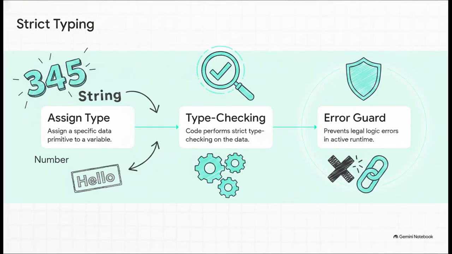Now, why do these specific labels even matter? Well, because code actively protects you. When you enter a name into a static Google Sheet, it just kind of sits there. But in an active JavaScript runtime, when you assign a specific data primitive to a variable, like saying purchase price absolutely must be a number, the code actively performs strict type checking. If someone tries to enter a text string where a number should be, the runtime just rejects it right then and there. Enforcing these strict typing domains acts as an automatic safety guardrail, essentially preventing massive legal logic errors while your contract is actively running.